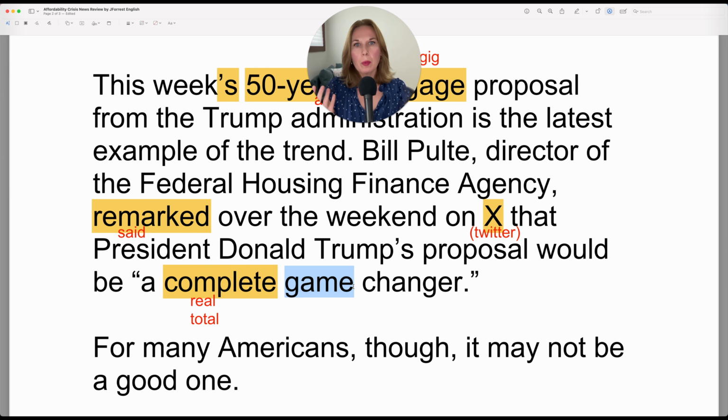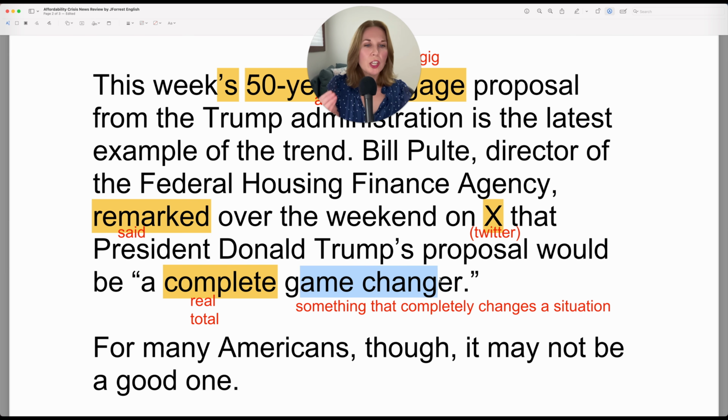So in this case, game represents a situation. So the situation in this context is affordability. Okay, so that is the situation, the game. So don't think of it as basketball or chess. It's a situation. And if something is a game changer, it means it completely changes the situation, whatever the situation is. So this proposal would completely change the way people buy homes, completely change the way people get mortgages. That would be what this represents as game changer.